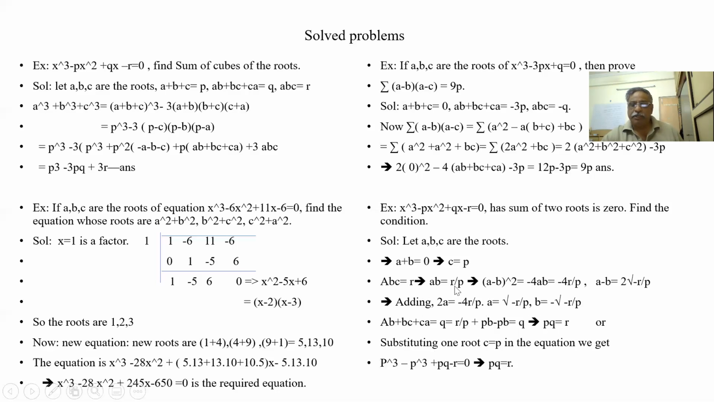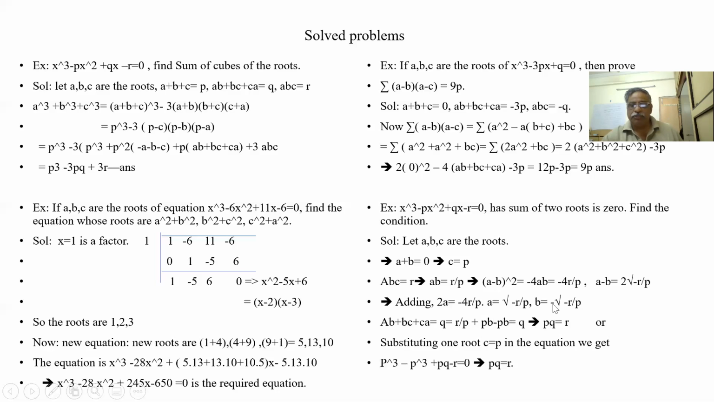Now the second one is AB plus BC plus CA is equal to Q. So I substituted this. So BC plus CA gets cancelled. So r by p is equal to Q. So PQ is equal to r. This is a slightly complicated approach.